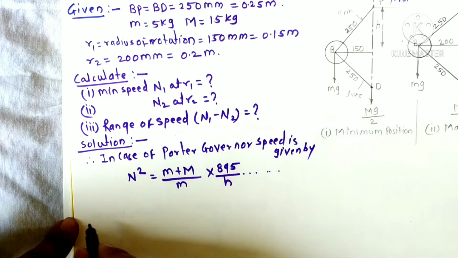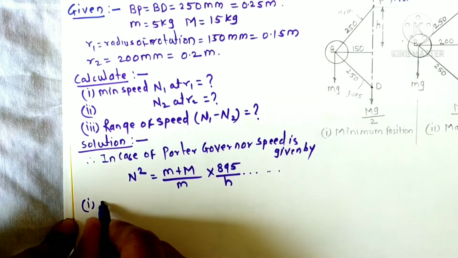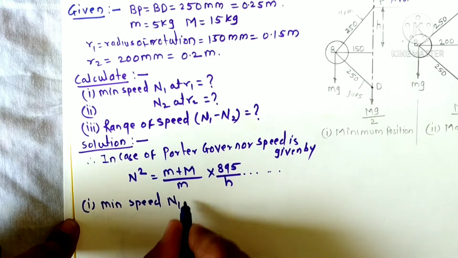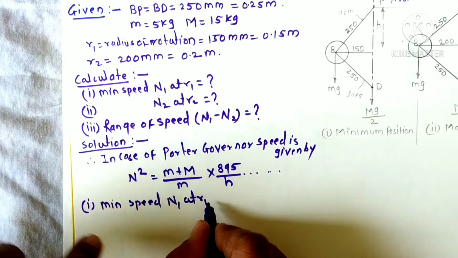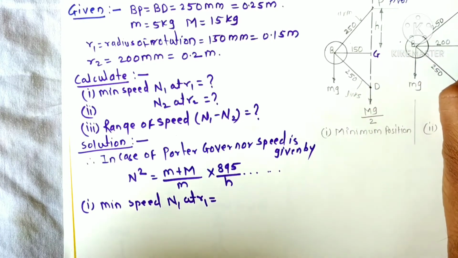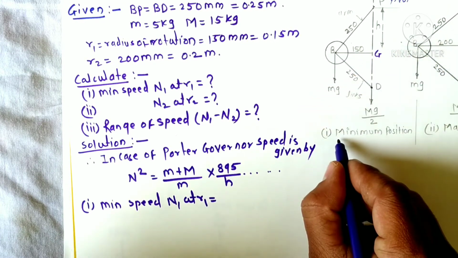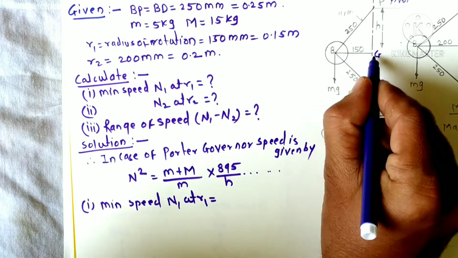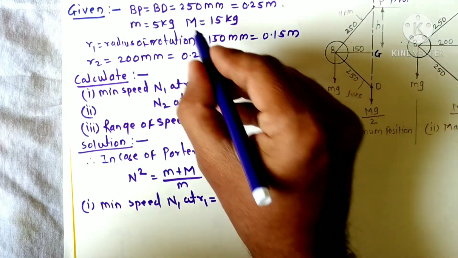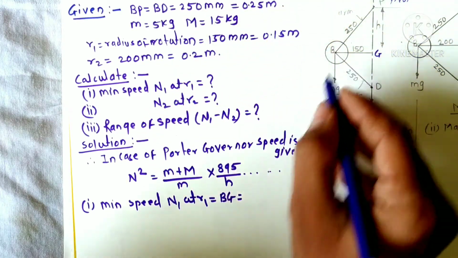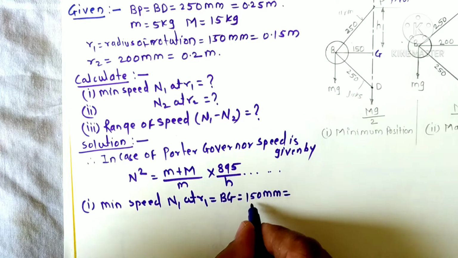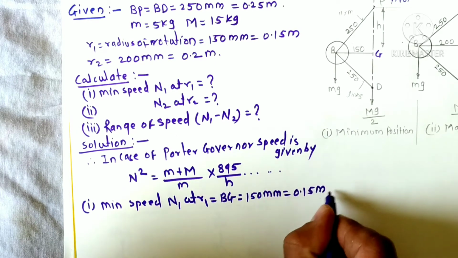So what we have to calculate? We have to calculate first the minimum speed, N1 at R1, means radius of rotation R1. See, this is the R1, this is point G. R1 initial, when speed is minimum. This is the radius of rotation BG. R1 is equal to BG is equal to how much? How much is it given? 150 mm. See, all quantities are in meter, that's why we have to convert it. 150 mm converted into meter, 150 divided by 1000 means 0.15 meter.